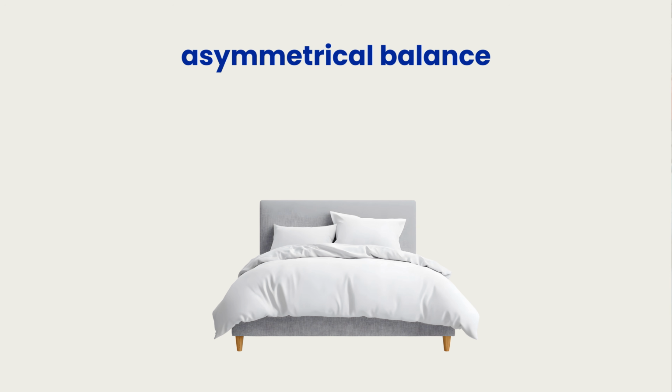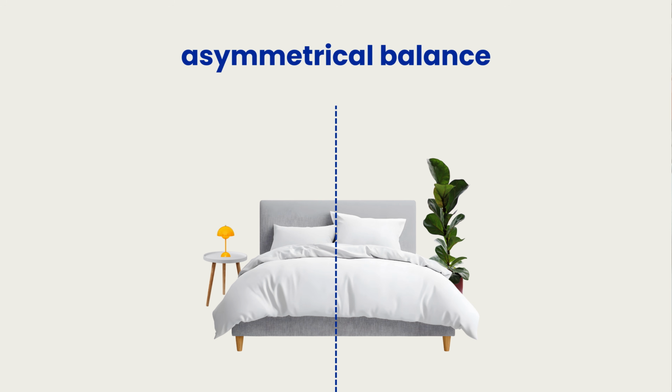Now, say you prefer a more asymmetrical balance. On one side of the bed, you keep a nightstand and lamp. On the other, you replace them with a low stool and a stack of books, or a floor plant. Even though the items aren't identical, they have similar visual weights. So the space still feels balanced, just more relaxed and personal.